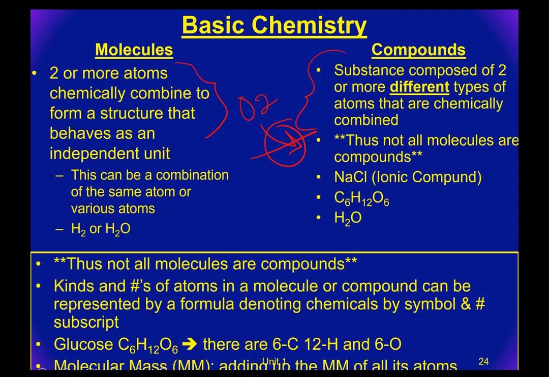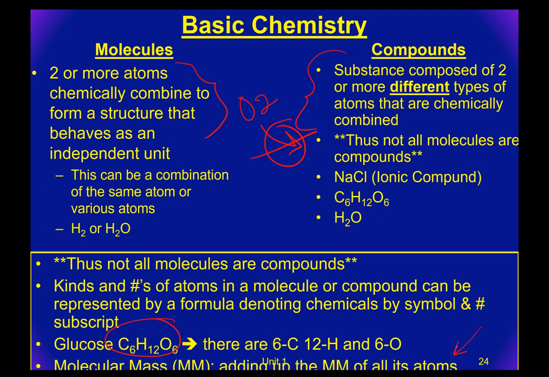The kinds and numbers of atoms in a molecule or compound can be represented by a chemical formula, denoting chemicals by symbol and number subscript. You already know this if you know H2O, because here are my symbols, here's my number subscript. That has not changed. Glucose is another example of this. You've got C6H12O6. Ultimately, what that means is you have 6 carbons in there, 12 hydrogens, and 6 oxygens. That's what that chemical symbol number subscript means.